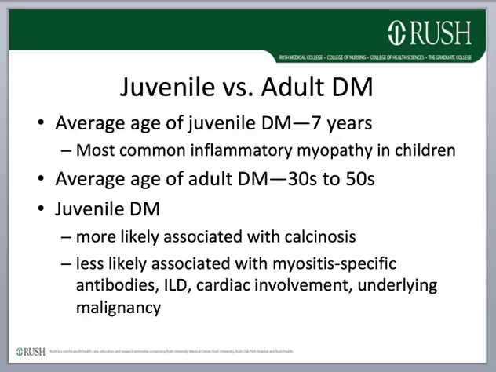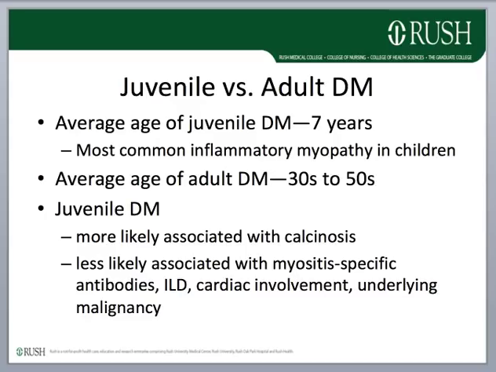Dermatomyositis is also characterized by juvenile and adult forms. The average age of onset of juvenile DM is 7 years, whereas adult cases tend to present from the 4th to 6th decades of life. Dermatomyositis is also the most common inflammatory myopathy in children.